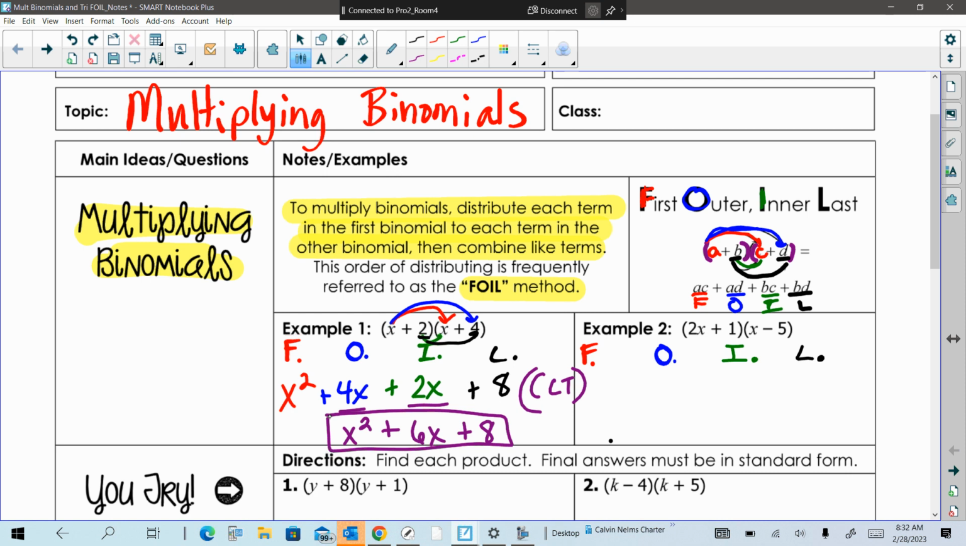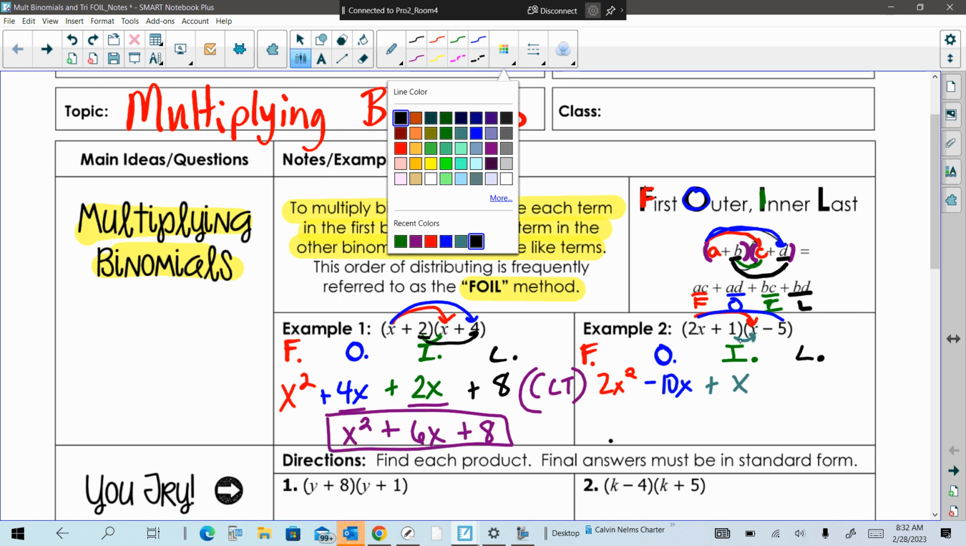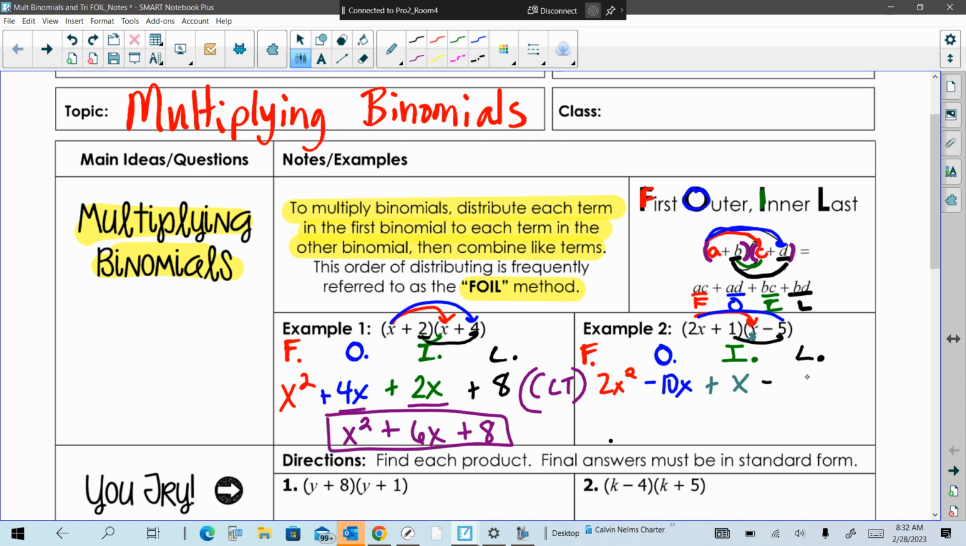All right, so let's look at example 2. We're doing the first terms together. That would be 2x times x. That's going to give me my 2x squared. The outer terms together. That's the 2x and the 5. It's a minus 5, so that's going to be minus 10x. Inner terms. That would be my 1 and my x. So that's going to be plus just x, or 1x. And then the last terms are the 1 and the minus 5. That's going to leave me with the negative 5.